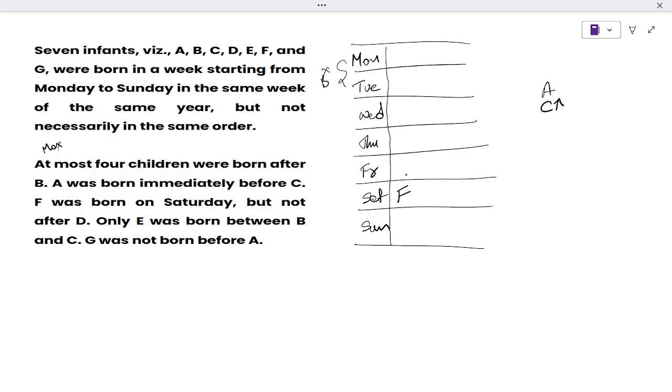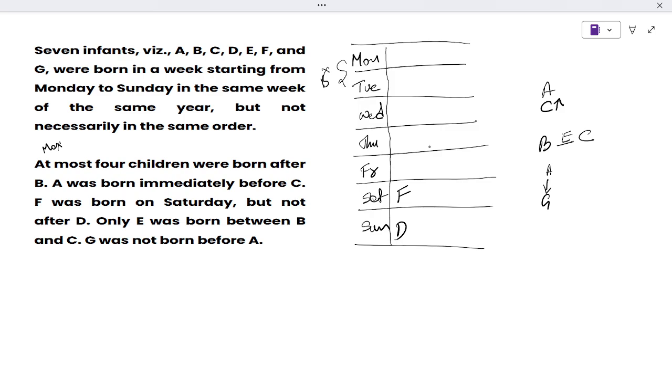So if it's not after D, so it's before D. So we have only Sunday, so it's D. That's fixed. Only E was born between B and C. Okay, what do we have again? G was not born before A, so G was born after A. It can be immediately after, or not immediately after, but it must be after A.